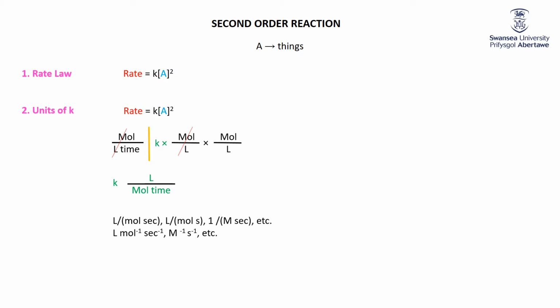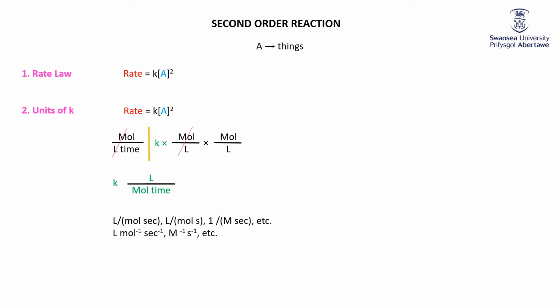So some examples: litres per mole second, L per mole s, 1 over molar second, and so on. All various ways you can do it. Now, although I'm not going to dwell on it, if we did a third order, we'd still have time on the bottom, but now it would be molar to the -2, so it'd be litres squared over moles squared. Fourth order would be litres cubed over moles cubed, and so on. And there's a couple of questions associated with that on the main quizzes.